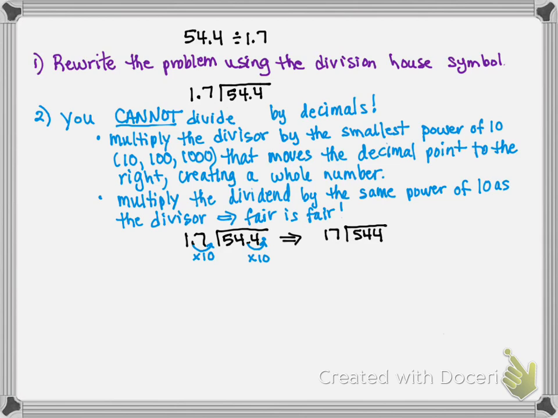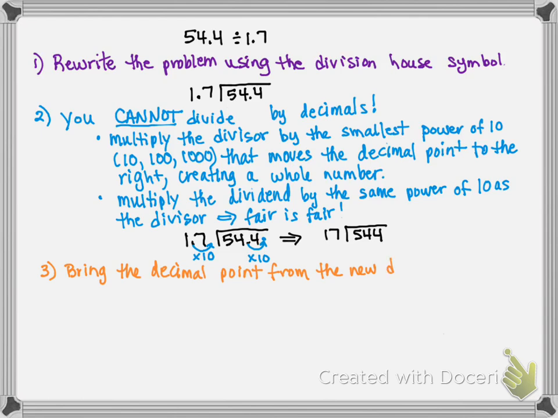Okay. Now we're ready to go. So third thing is we need to set up our problem by bringing our decimal point straight up. But where from? So bring the decimal point from the new dividend. Out with the old, in with the new.